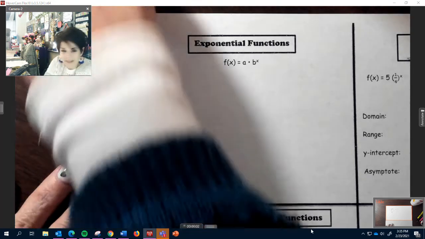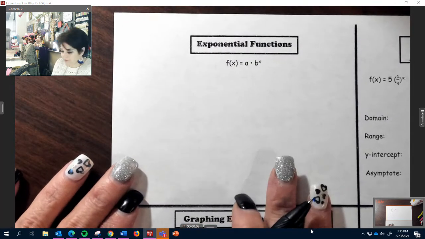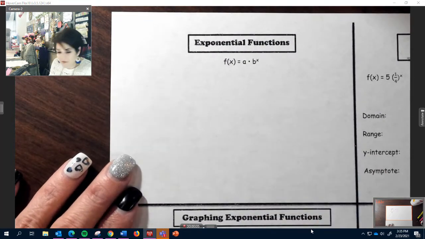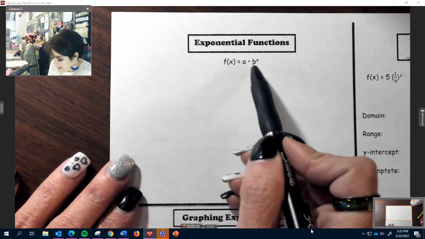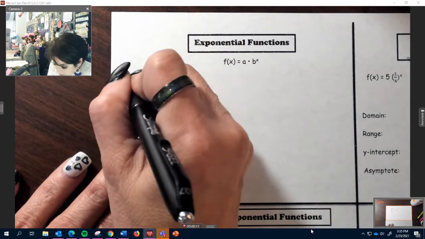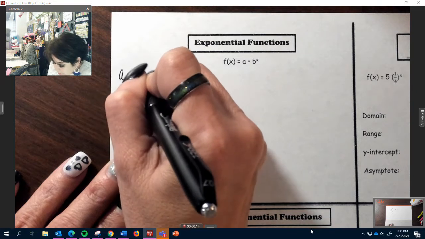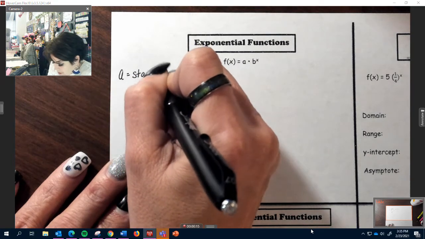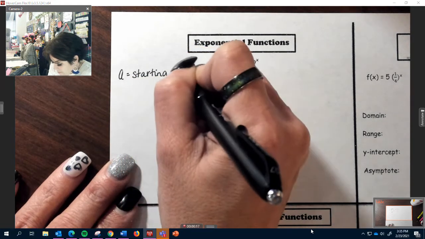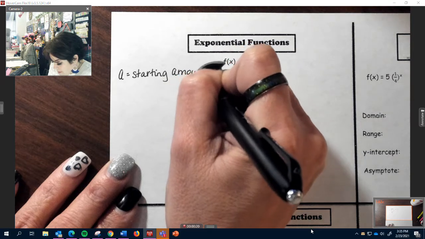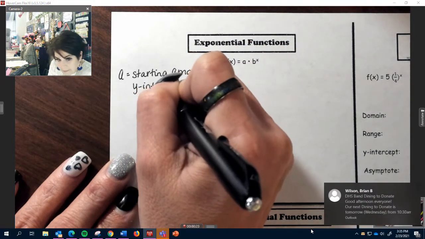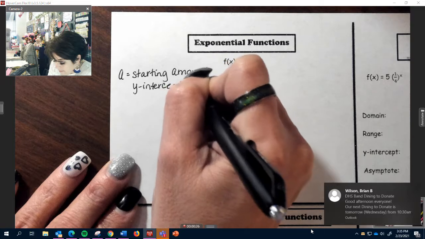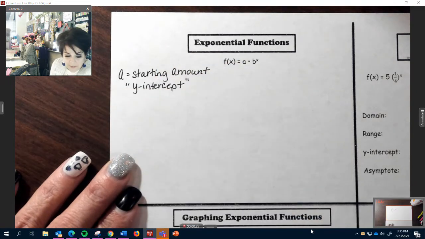Hey gang, so let's do our exponential function Freyer. So we're just going to go over this and recap everything. So you've got the equation f of x equals a times b to the x power. So let's just remember that a, we did that as the starting amount. That was how much we started with. It was also our y-intercept. Okay, it was our y-intercept as well.